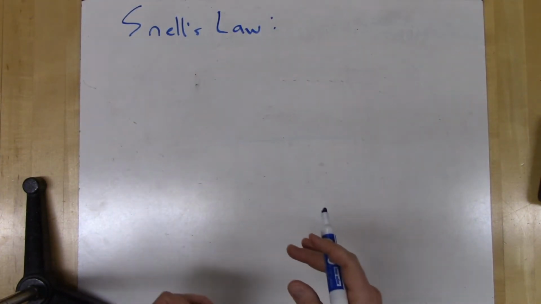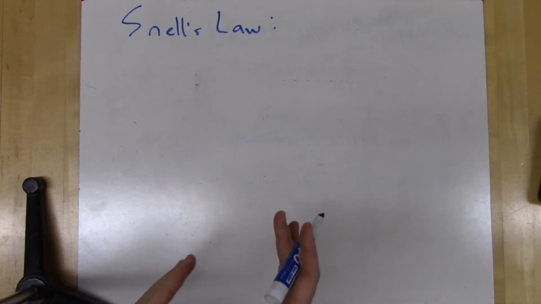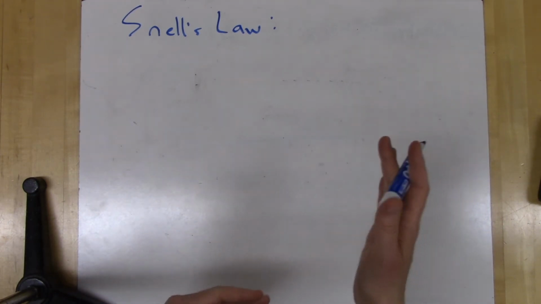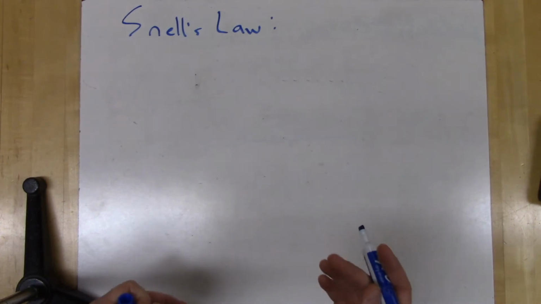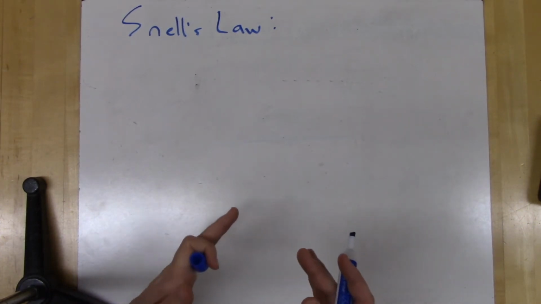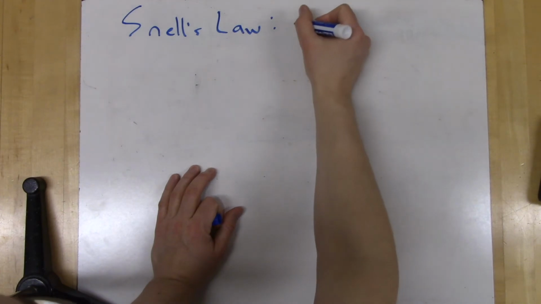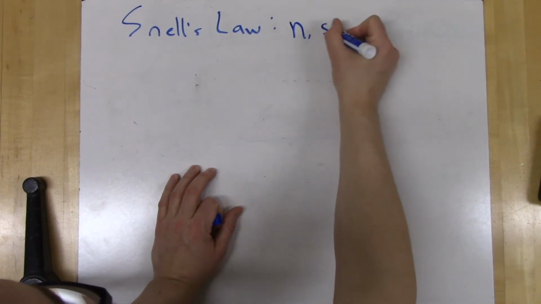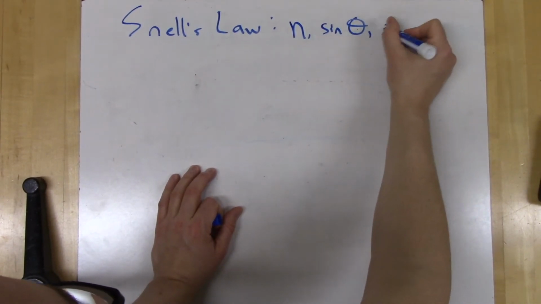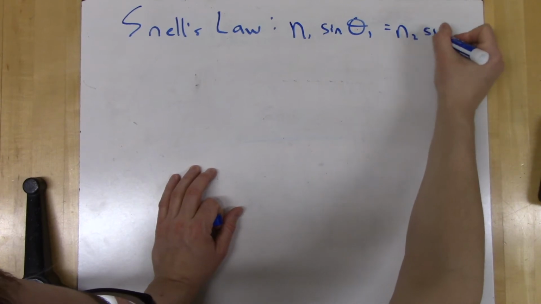Snell's Law is generally describing light, or a wave in general, traveling from one medium to another medium, or one material to another material. And as it travels from one material to another material, the angle at which it's coming in changes based on the information about that material. So it's often written like this: N1 sine of theta 1 is equal to N2 sine of theta 2.